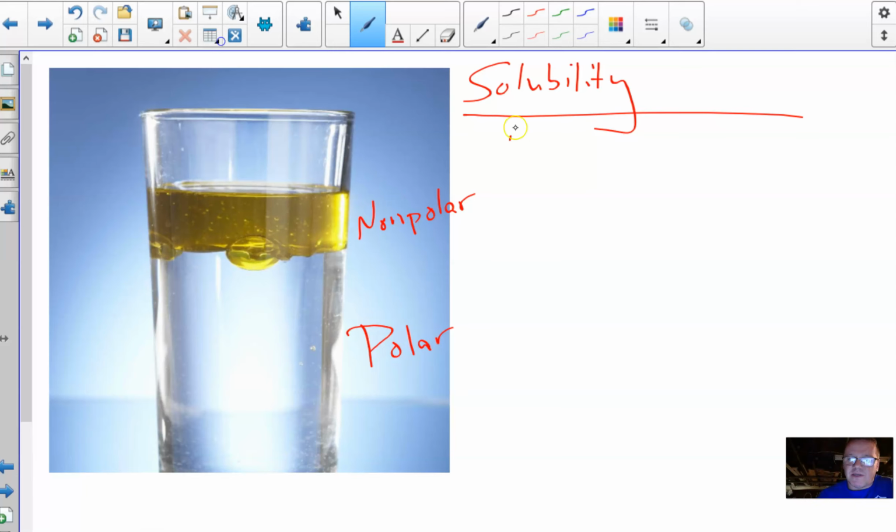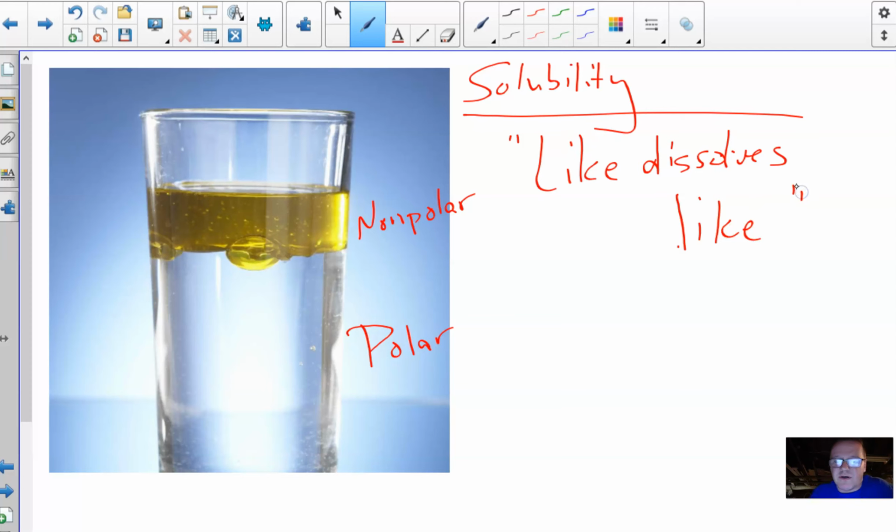And there's a saying that like dissolves like. So if you've got oil or something on your hands or on, let's say, a pot, if you've been cooking and you need to get rid of that, you can't just use water. You're going to have to use some soap.